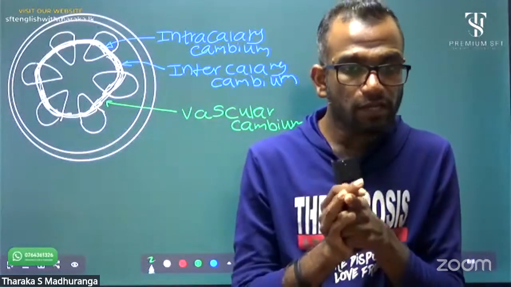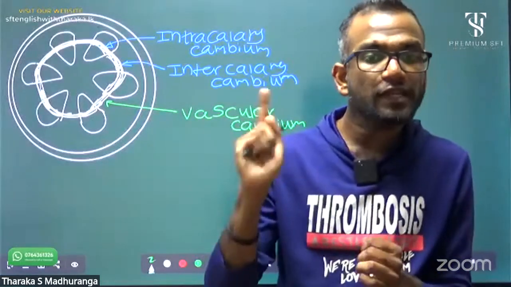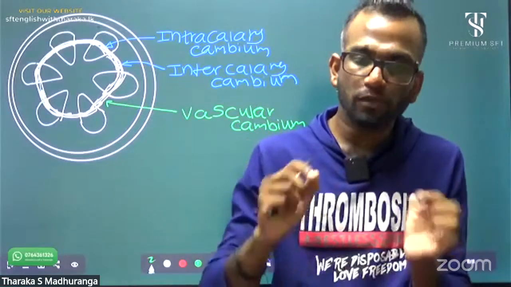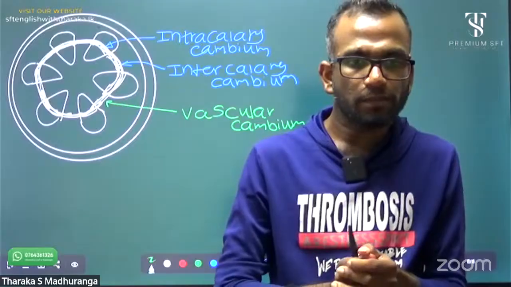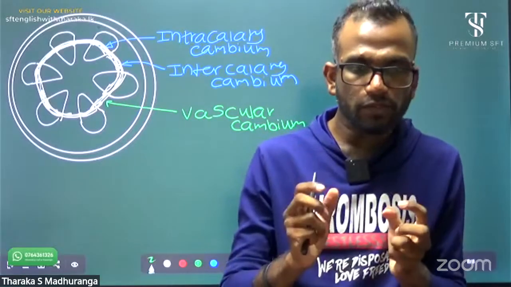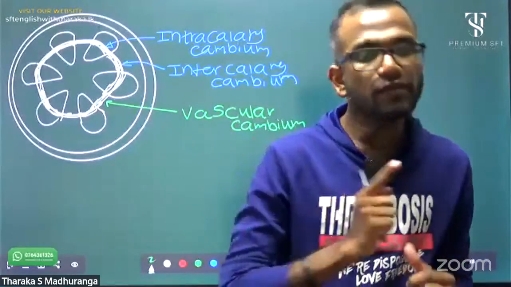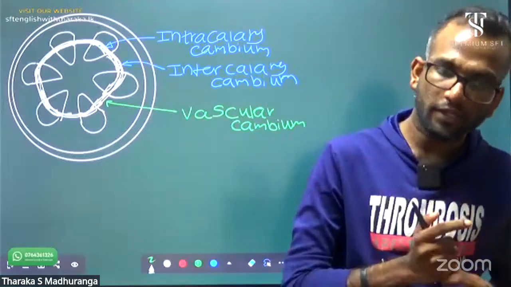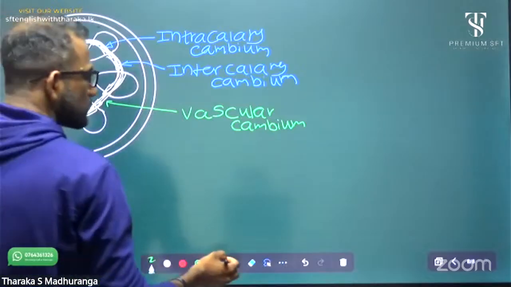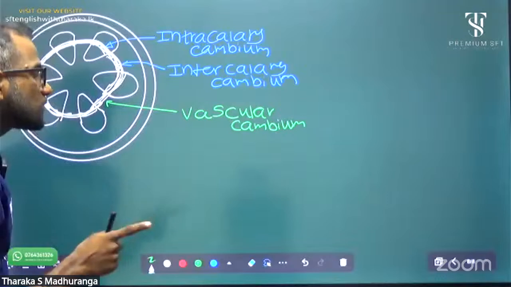But in the secondary growth, this intercalary cambium and intracalary cambium start to develop. As a result of this intercalary and intracalary cambium tissue development, it is made as a ring. This ring we called vascular cambium. Remember, it is vascular cambium. Very important. Vascular cambium.